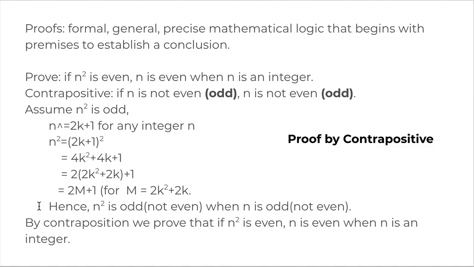So yeah, hence by contraposition we prove that if n square is even, then n is also even when n is an integer. So this is called proof by contrapositive statement or contraposition, right? So that's it. You are given if p then q, you write the contrapositive as if not q then not p, and you assume not q and you go down till you prove not p, and then you'll have the proof by contraposition.